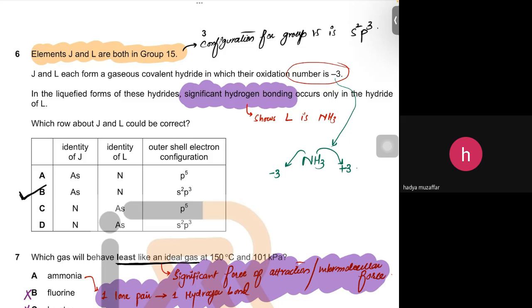Okay, C and D are completely incorrect because they say that in the liquefied forms of these hydrides, significant hydrogen bonding occurs only in the hydride of L. So L must contain nitrogen. This is the first hint for you. And then the outer shell electronic configuration would, of course, since it's in group 5, end in s2 and p3. That's why option B is correct. It's very simple.